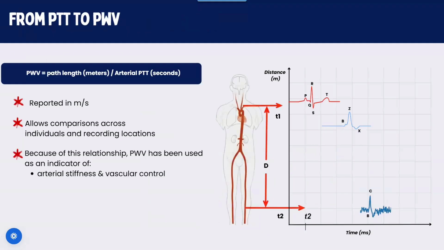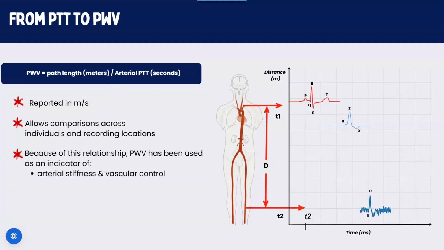So since we talked about the time component of PTT, how long it takes to get from one point to another, we also need to talk about the distance that is taken into account for calculating pulse wave. When we are taking the distance, we are starting again from the aorta all the way down to the calf. So we are going to calculate pulse wave velocity by looking at the path length in meters and dividing that by the arterial PTT. So distance divided by time, giving us how many meters per second this pulse wave travels.